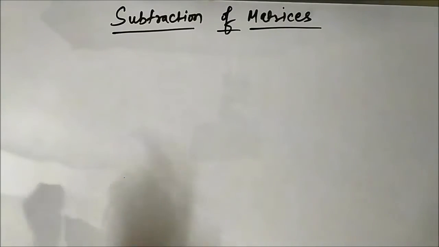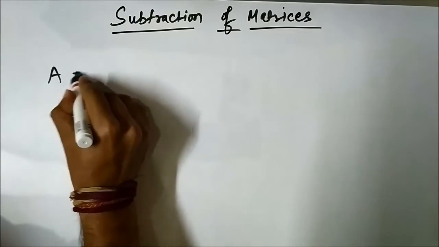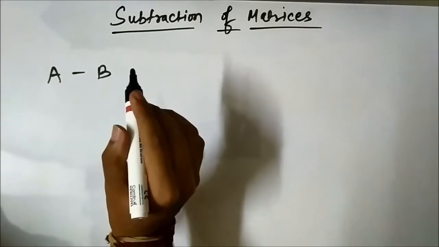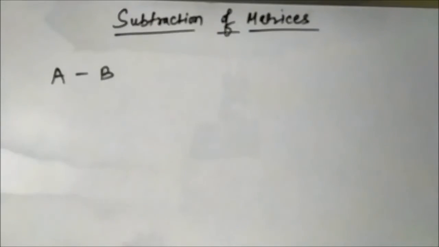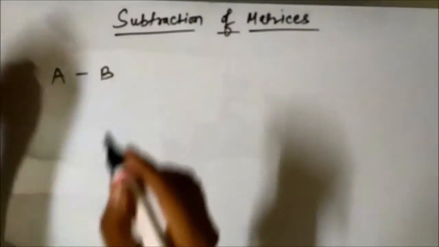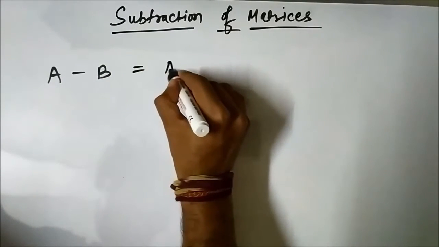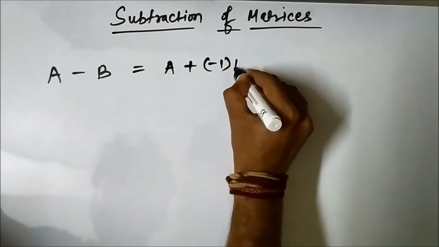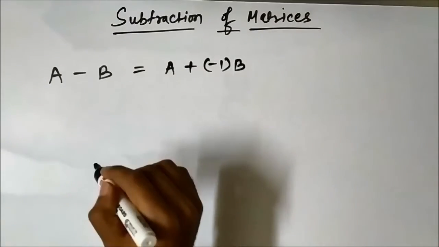Now, the subtraction of matrices is actually a modified addition. It is a modification of the matrix addition process. We can write this operation as A plus minus 1 into B. In this way we can write this operation.